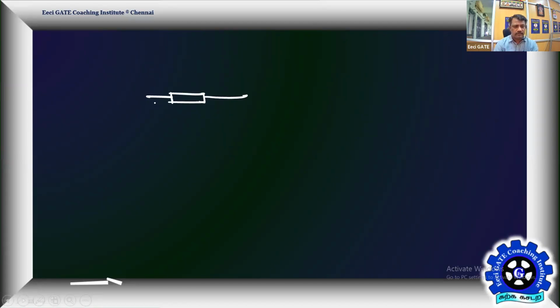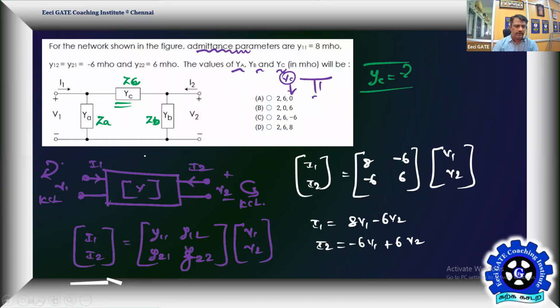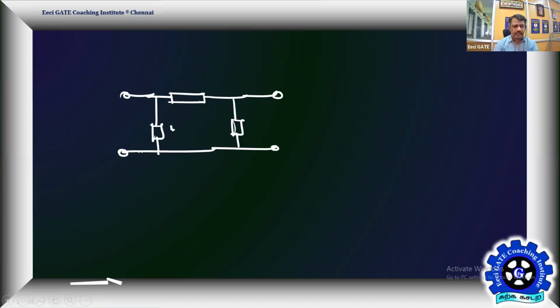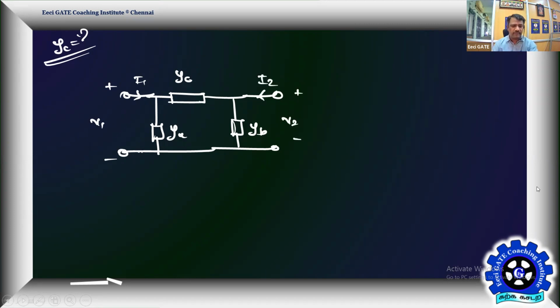That's the network, labeled YA, YB, YC. So this is YA, this is YB, and this is YC. The goal is to find YC quickly. So we have V1, we have I1, we have V2, we have I2. Let me have a copy of this. We'll quickly play with this.